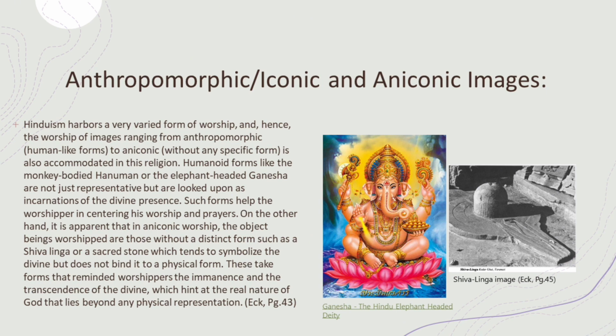On the other hand, in aniconic worship, the objects being worshipped are those without a distinct form, such as a Shiva linga or sacred stone, which tends to symbolize the divine but does not bind it to a physical form. These remind worshippers of the immanence and the transcendence of the divine, which hint at the real nature of God that lies beyond any physical representation.